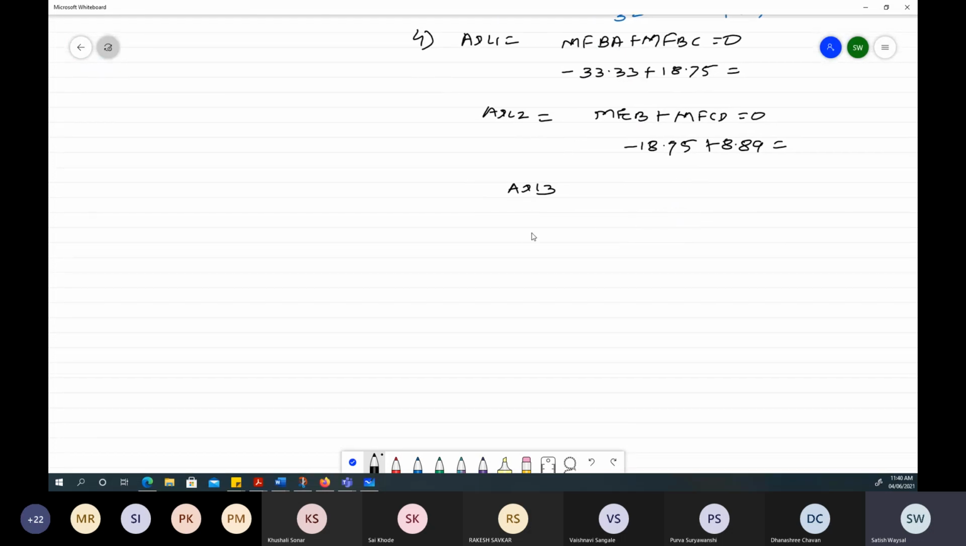ADL3 is equal to, for that ADL3, draw a different diagram showing columns. On this column, one load of 40 kilonewton is acting over here. This is 1 meter, this is 2 meter. Over this span there is a UDL of 25 kilonewton per meter, and this is 4 meter. What we have to find out is the reaction at this location and the reaction at this location. Rest of the forces we don't need. We need only these two forces.